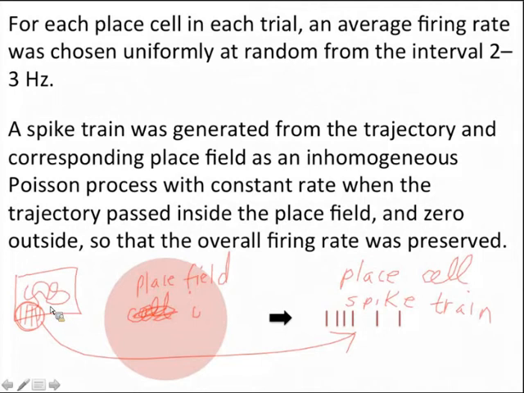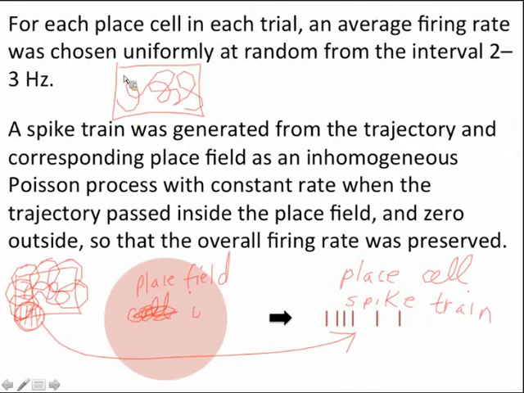So first they generated the environment and the random trajectory of the mouse. Then, ignoring the random trajectory, they also generated the place fields by basically randomly taking points and radii.